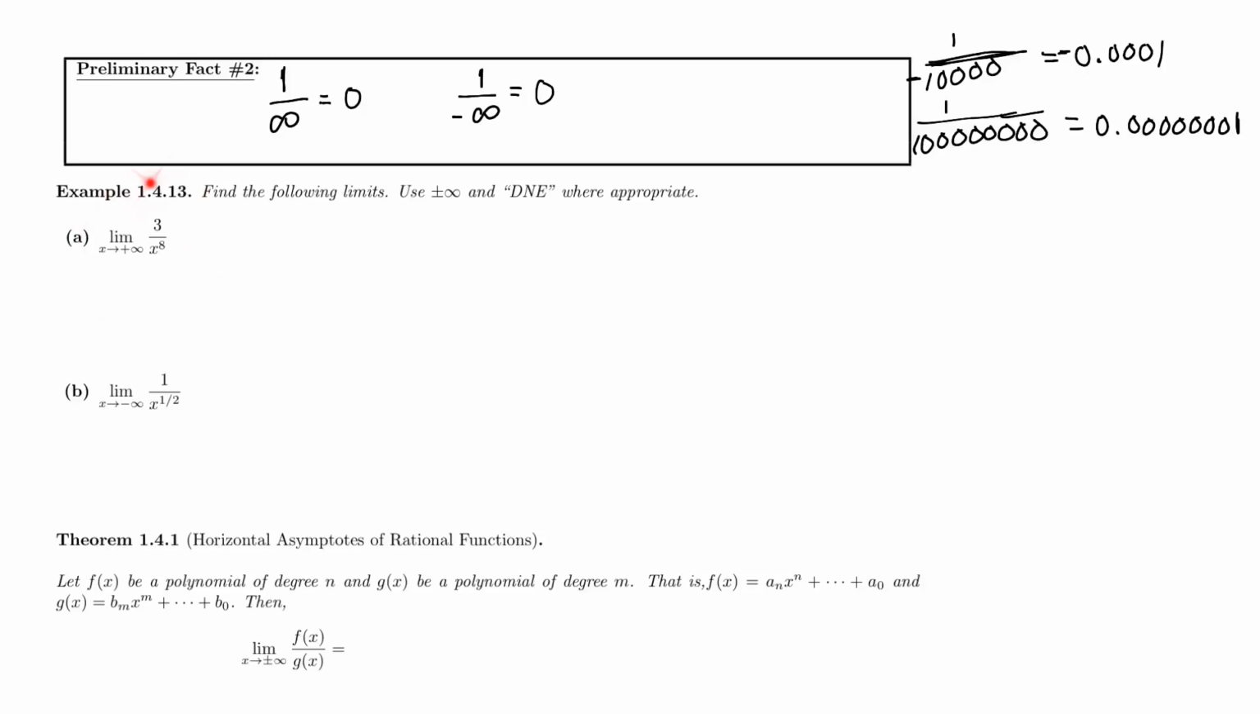So in this case right here, if we look at this limit, the limit as x goes to positive infinity of 3 over x to the 8th, let's just plug in infinity here to see what happens. Plugging in infinity, we have 3 over infinity to the 8th. That's the same thing as just 3 over infinity. That's this situation here. So this just comes out to be 0.